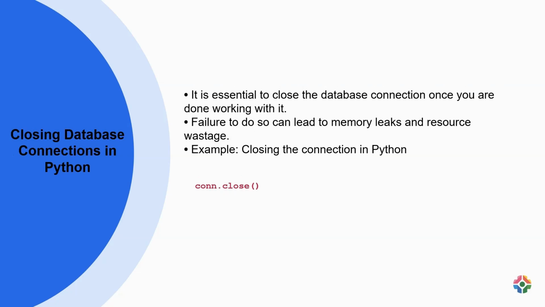Maintaining database connections is crucial to prevent memory leaks and resource wastage. Failing to close a connection after use can tie up system resources and hamper application performance. By closing the connection, you release these resources back into the pool for reuse, enhancing the overall efficiency of your system. For instance, in Python, invoking con.close properly shuts down the database connection, freeing up system resources for other tasks. Irrespective of the programming language or database system used, adhering to this practice is essential for optimal system performance and resource management during database operations.